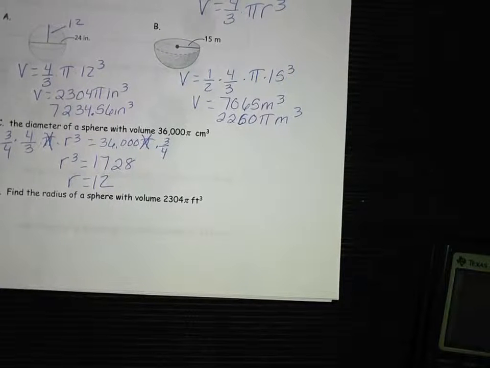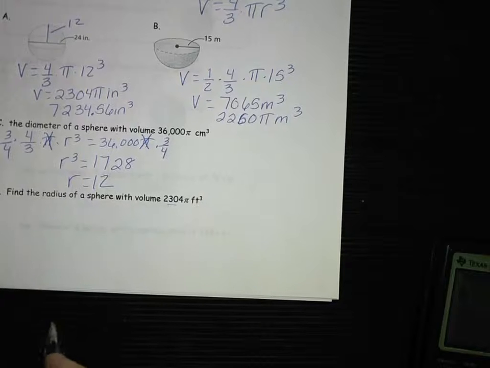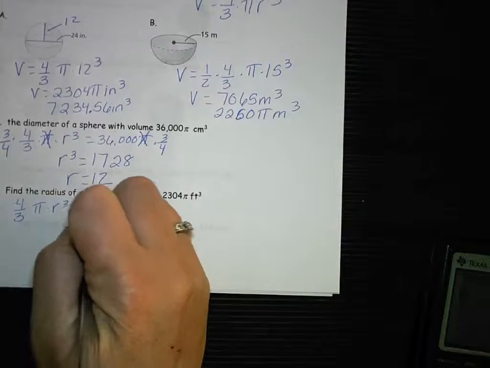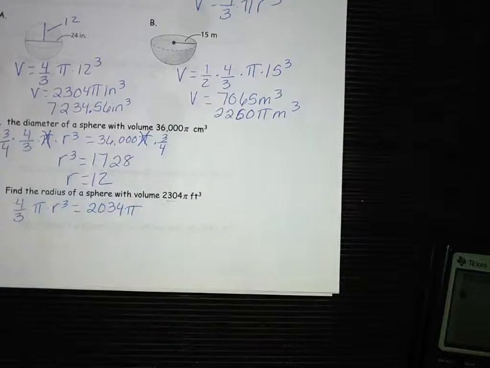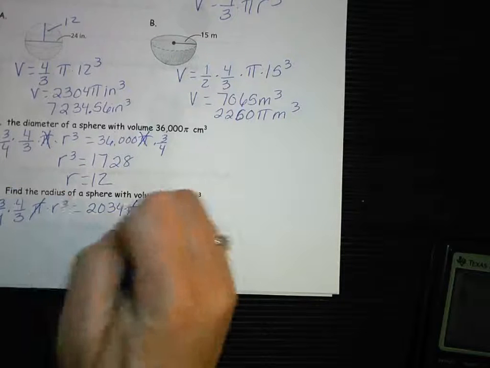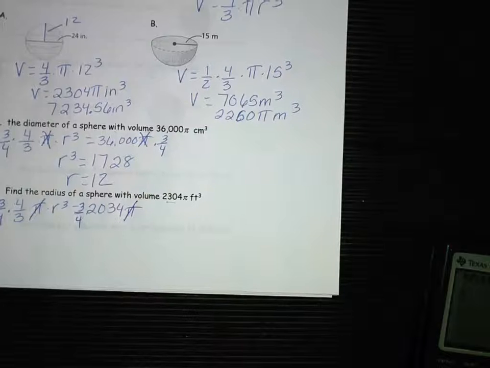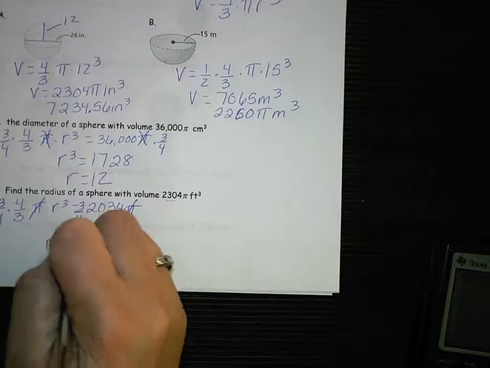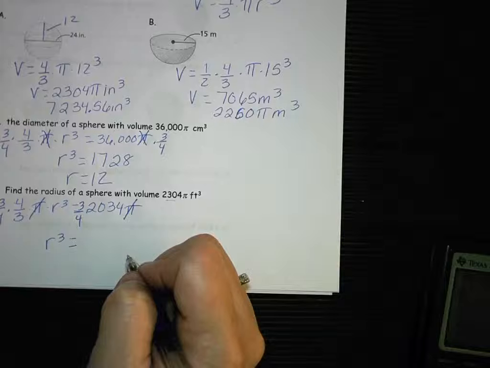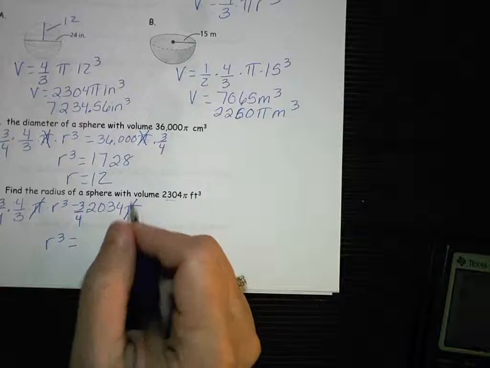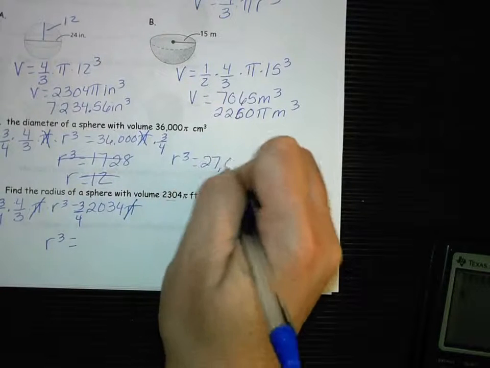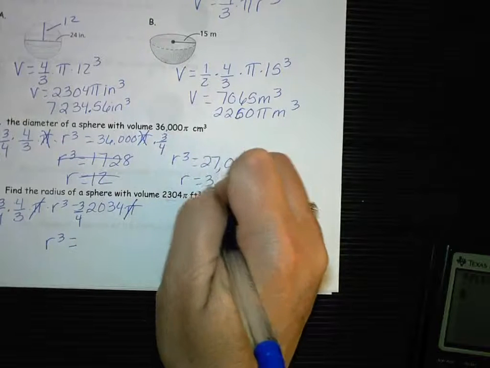Example D, find the radius of a sphere with a volume 2,304 pi. So we will do 4/3 pi r cubed equals 2,304 pi. Pi's cancel. To get rid of the 4/3, you multiply both sides by 3/4, and you end up with r to the third equals... I think I did my work wrong on this one. This should be r to the third equals 27,000. And your radius equals 30.